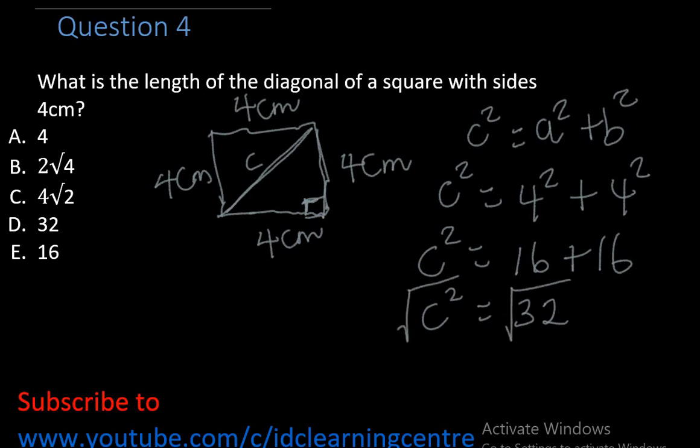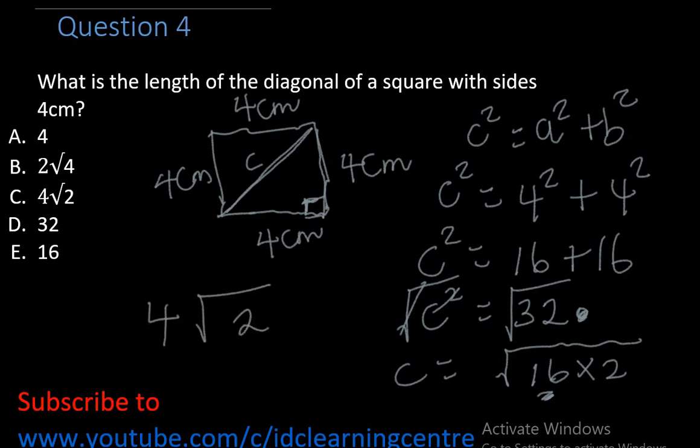The diagonal represented by C becomes the square root of 32, since the square cancels the square root. Let's express this so we can get a perfect square. Now 16 times 2 will give me back this 32, isn't it? So 16 is a perfect square. The square root affects both of them. So my final answer will be the square root of 16 is 4, but root 2 is not a perfect square. So it's 4 root 2. So the answer is C.